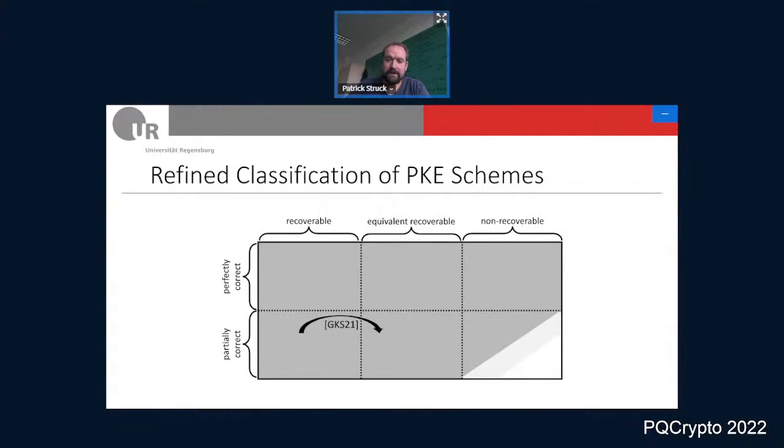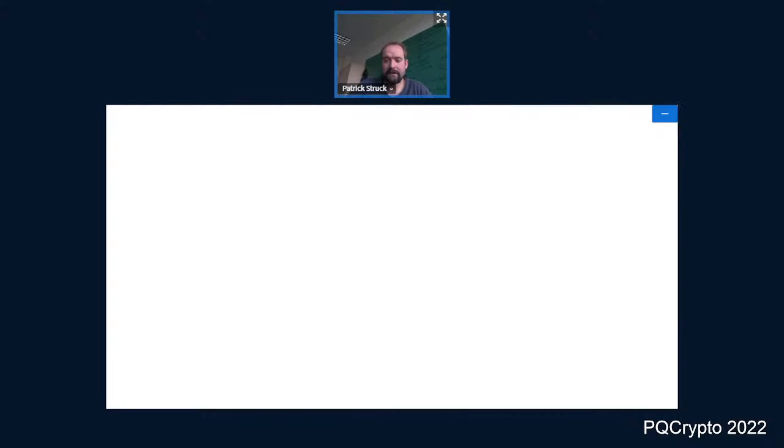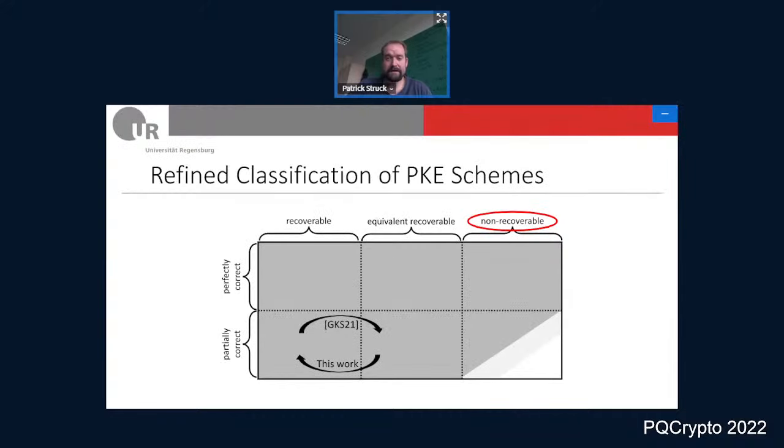In this work, we refine this classification and show that actually there's something in between, what we call equivalent recoverable schemes. This prior transformation from last year only maps into these equivalent recoverable schemes, and we can easily come back to the recoverable setting. So the question is still open: are there any non-recoverable schemes? Except now we do not know any schemes so far.